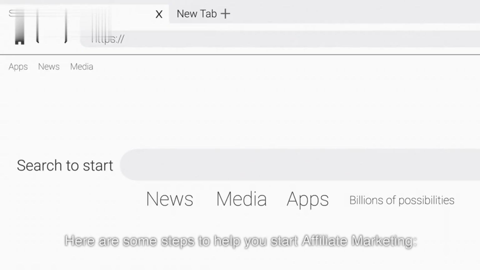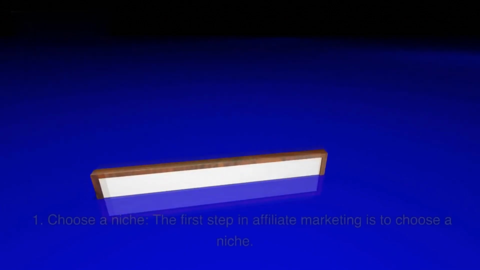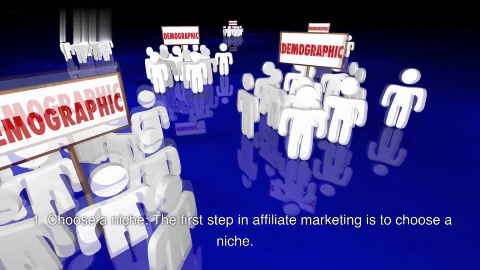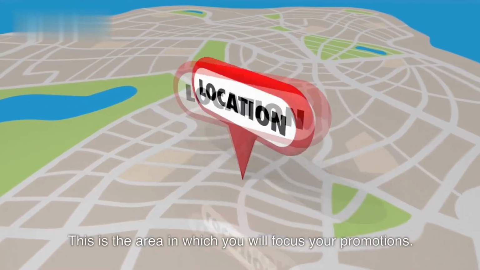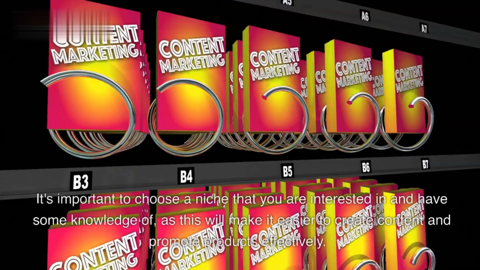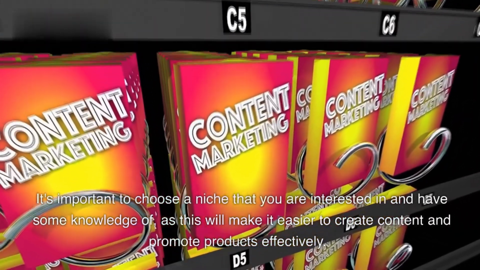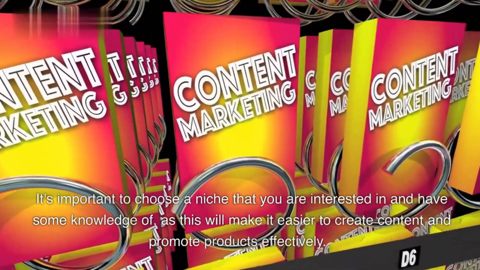Here are some steps to help you start affiliate marketing. 1. Choose a niche. The first step in affiliate marketing is to choose a niche. This is the area in which you will focus your promotions. It's important to choose a niche that you are interested in and have some knowledge of, as this will make it easier to create content and promote products effectively.